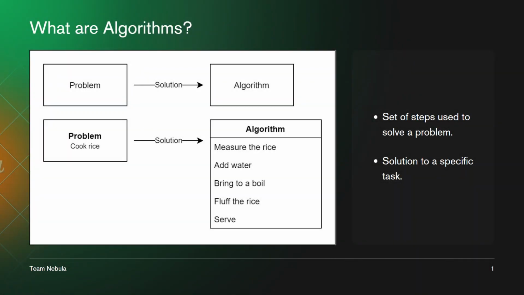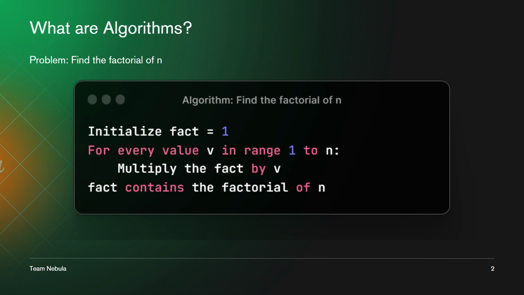So, what exactly are algorithms? Informally, an algorithm is just a set of steps used to solve a problem. In other words, it's a solution to a specific task. Let's take an example to make it clear.